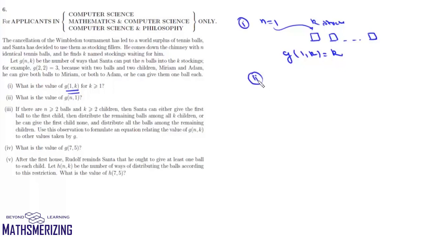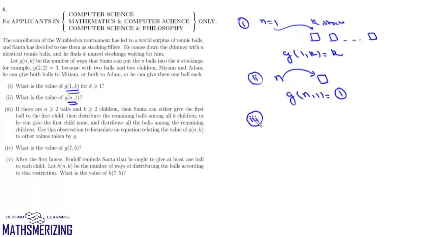Now the second part is, what is the value of G(n,1)? So now we have n balls and we have only one stocking. In how many ways can we distribute these n balls in one stocking? There is only one way possible. All these n balls must go to this given stocking. So the value of G(n,1) is 1.